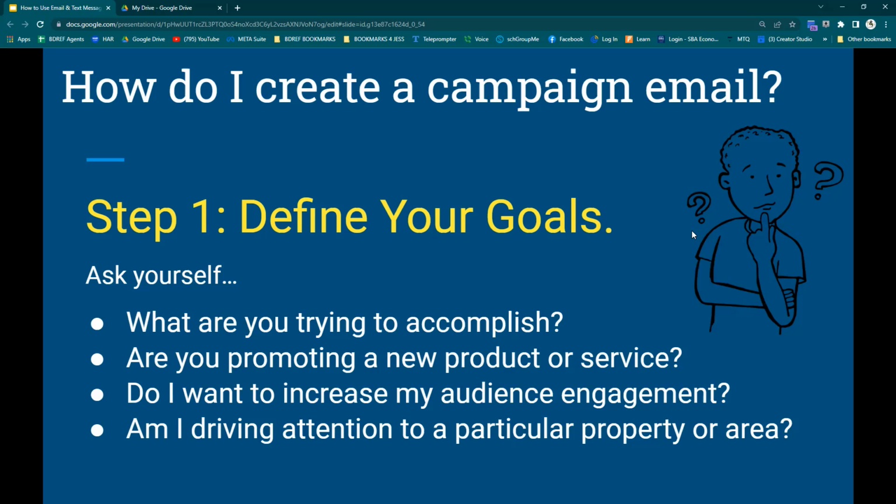So these are just some things that you can use as pointers to get you thinking about, okay, what exactly is the point of this campaign? Why am I creating this campaign? Do we have any questions when it comes to email marketing or creating a campaign?